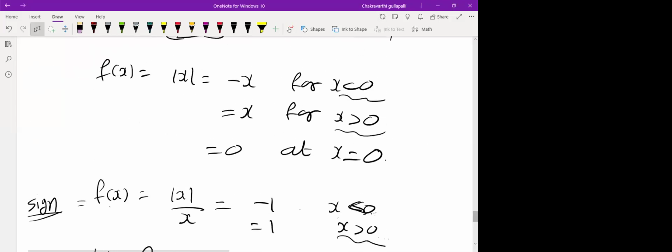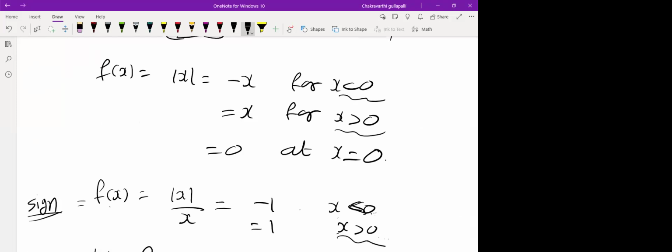Then 0 is not less than 0, 0 is not greater than 0. So at this point, we want to know what is the limit of the function. Because we are not able to find it from here, this is the point where we require a concept other than what your teacher told, replace x by a. So that is not applicable here.